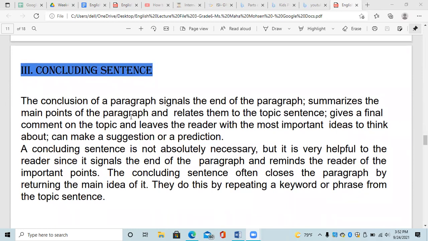So it summarizes the main points of the paragraph and relates them to the topic sentence. It also gives a final comment on the topic and leaves the reader with the most important ideas to think about. You can make a suggestion, a prediction, you can give your opinion, feelings. So a concluding sentence is not absolutely necessary, but it's very helpful to the reader since it signals the end of the paragraph and reminds the reader of the important points. The concluding sentence often closes the paragraph by returning to the main idea of it. They do this by repeating a key word or phrase from the topic sentence.